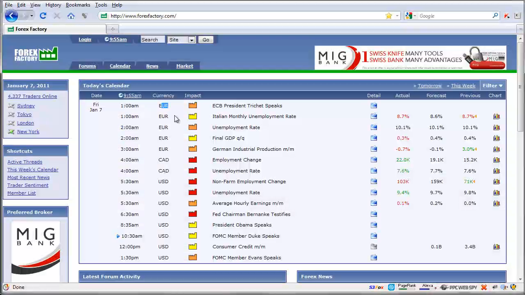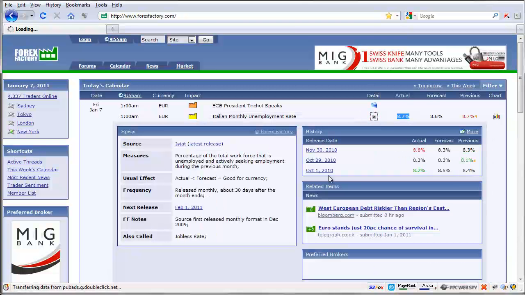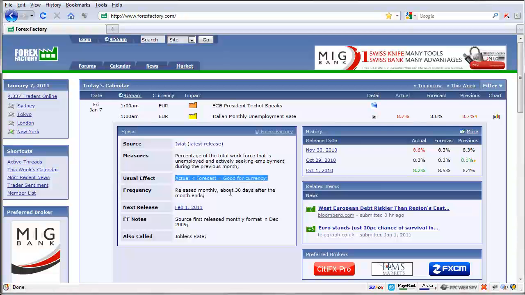So when you look at these, you're going to say, okay, here's a euro, euro, euro, euro, and euro. So it has a fair amount of data coming out, and what we're looking at is data that isn't really good. Generally, if you click on the detailed folders, it will give you a little bit more overview of what's going on. The main thing that I look at is the actual versus the forecast. For this particular news data, if the actual is lower than the forecast, then it's good for the currency.